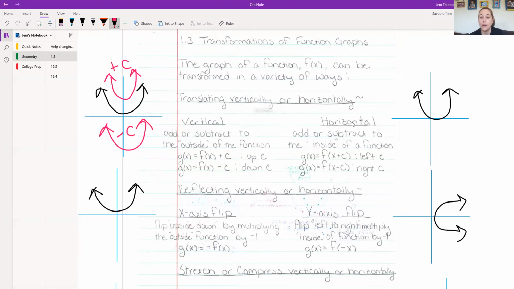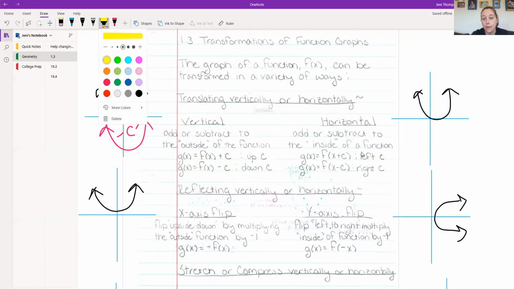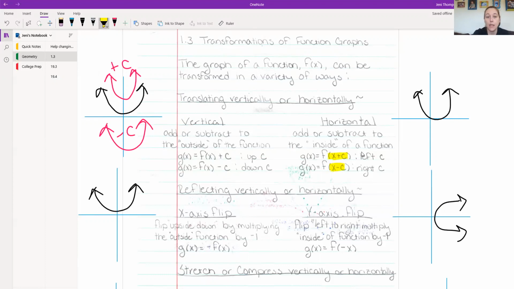Horizontally, we add or subtract to the inside of the function. So notice here, we've got the inside of the function for horizontal, left or right shifting, and the outside of the function for vertical, up or down. That's the difference. That's the clue to let you know.